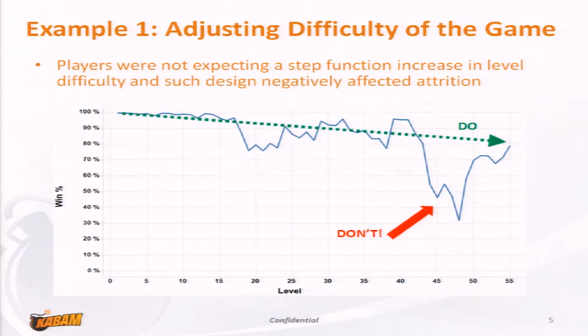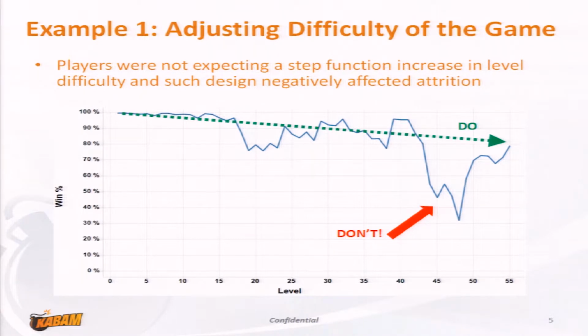So we think that we need to strike that balance of data science and the art of game design, and blending that art and science is what we think is the reason for our success at Kabam. So now I'm going to talk about 3 examples of how we actually use data to make changes to our game and game design. This first example is about adjusting the difficulty of the game.